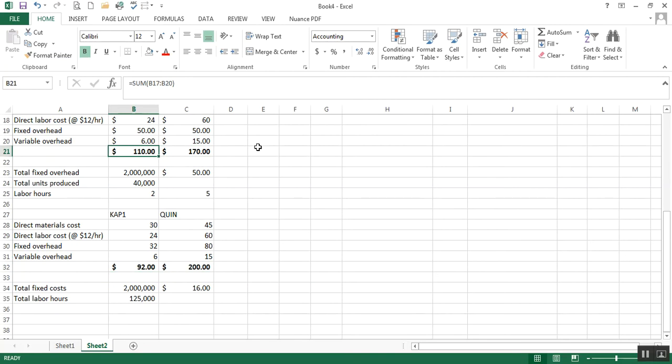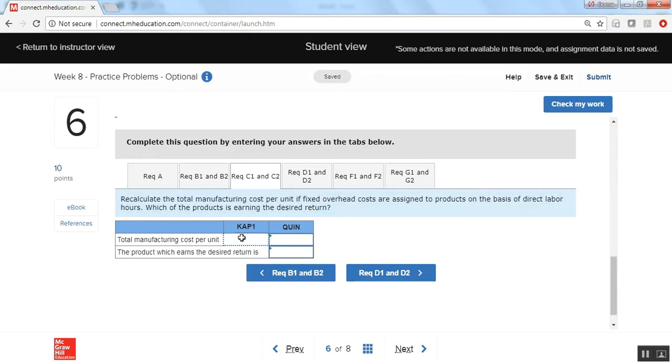The number of units is driving our cost, and it's a flat rate. Here, in the next scenario, we're saying that the number of hours is what's driving our cost. And because Quinn uses that many more hours than KEP1, they're going to get a higher percentage of the cost. So now Quinn is over their target cost and KEP1 is under their target cost. So the answer changes here. This is going to be 92, this is going to be 200, and now KEP1 is earning the greater desired return.